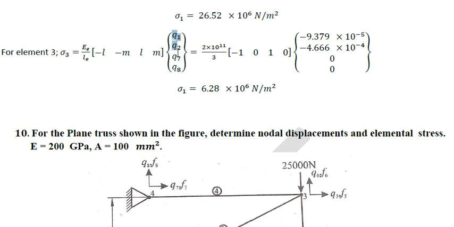Similarly, degrees of freedom for the third element is 1, 2, 7, 8. This is the corresponding values of L and M for element 3. Sigma 3, make the correction, 6.28 megapascal. This is about this problem.